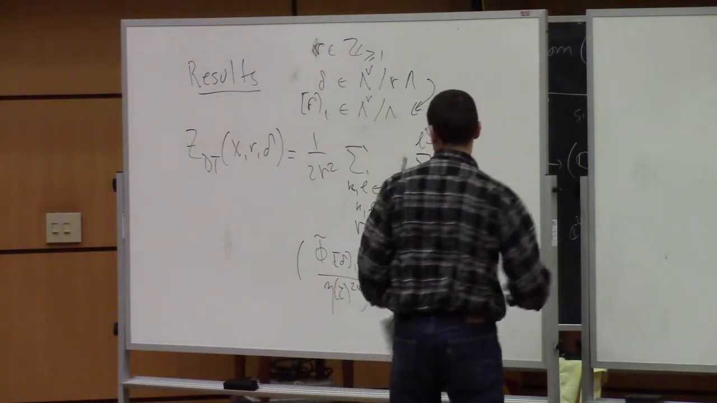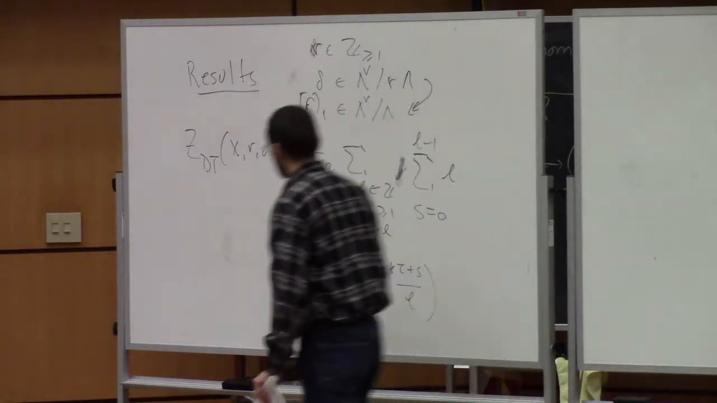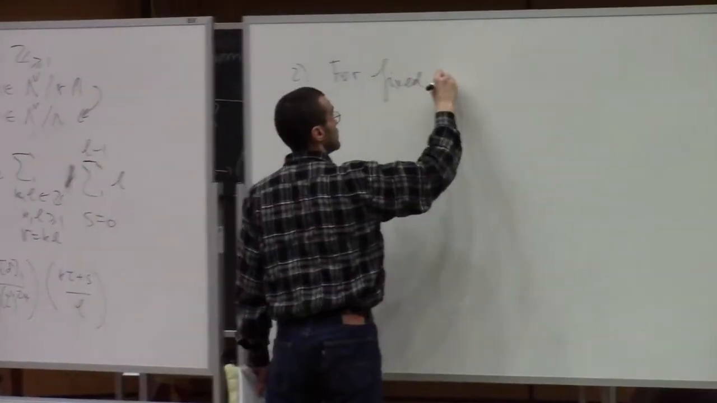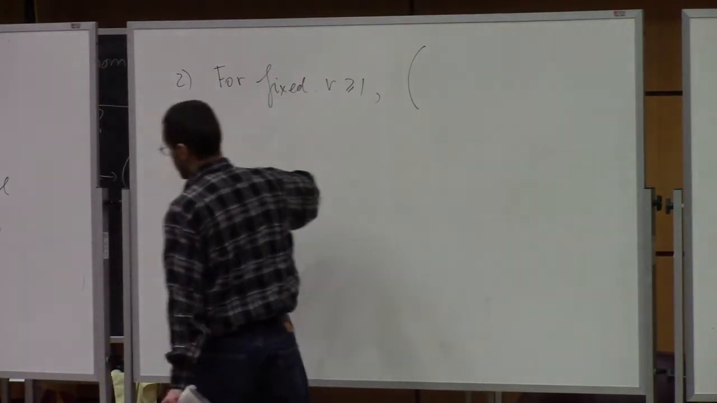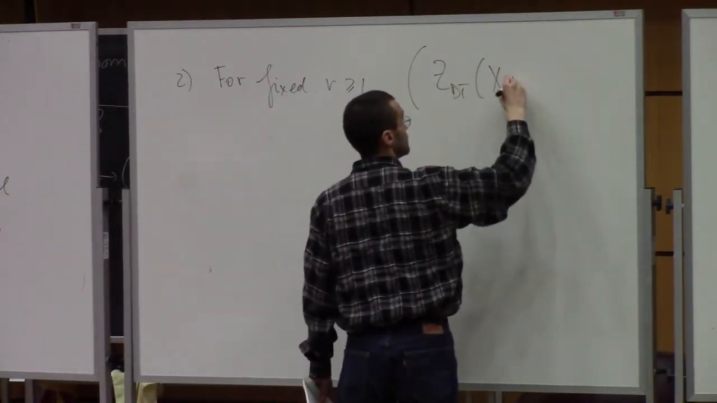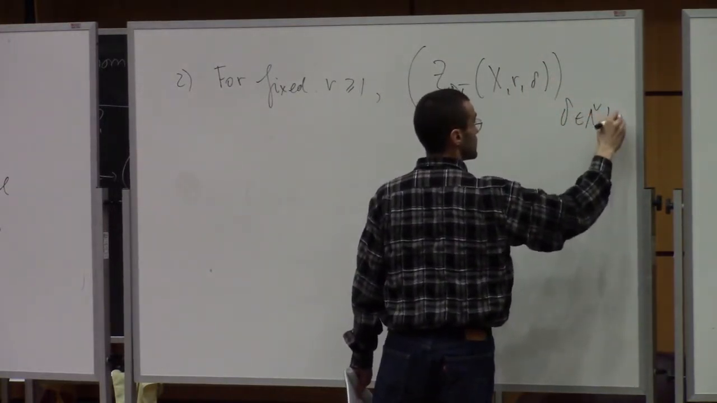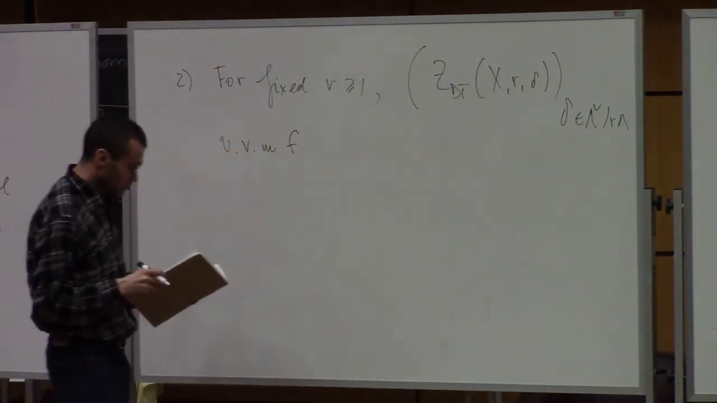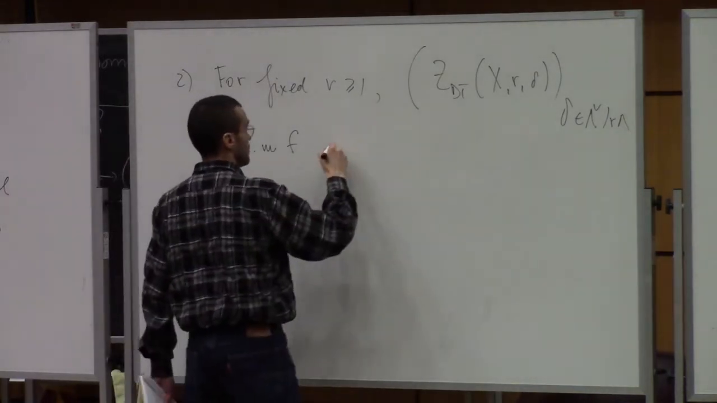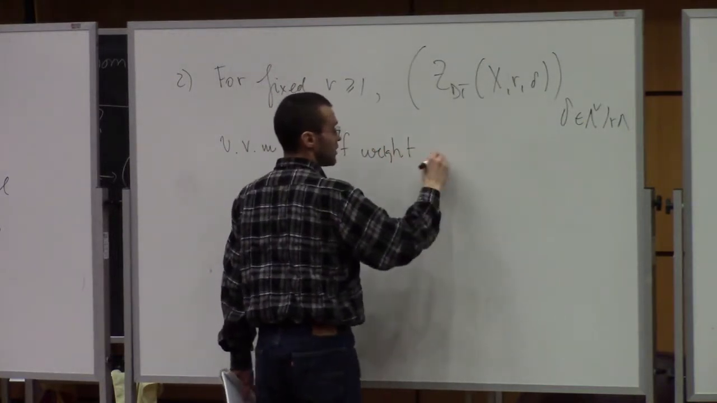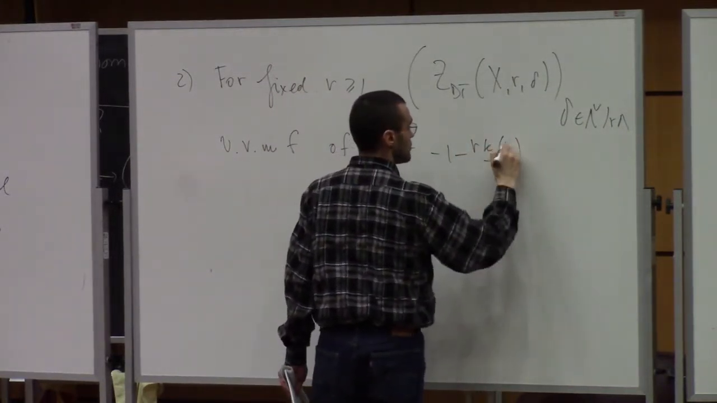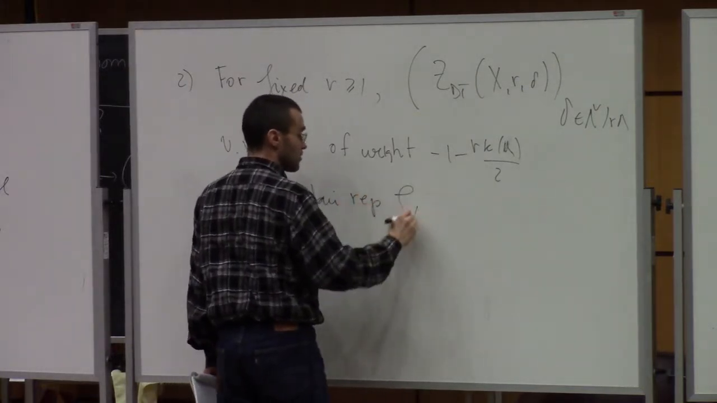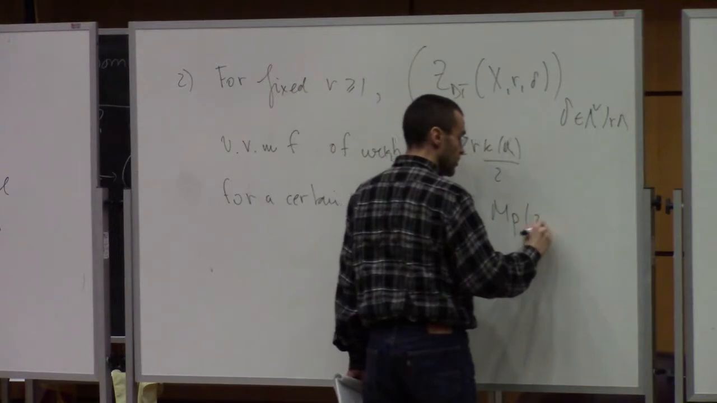So, the modularity properties of this. The statement is that if I take the whole collection, so that's 1. Now, 2. For fixed R, if I take this collection of series with delta in the quotient lambda dual over lambda, this is a vector valued modular form of weight minus 1 minus the rank of lambda over 2, for a certain representation rho lambda R of the metaplectic group.